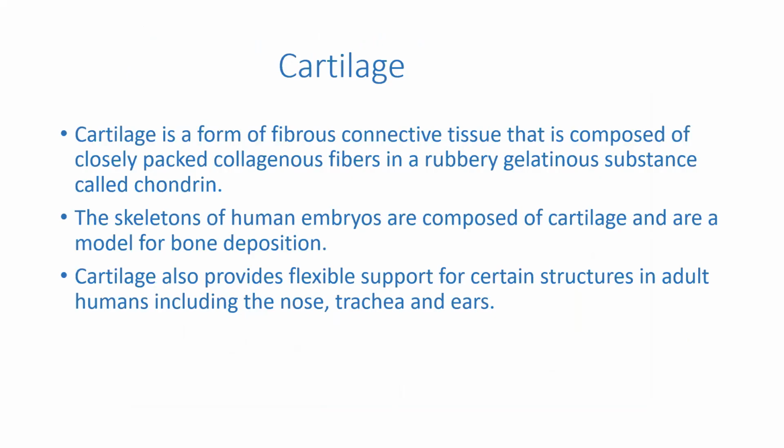Cartilage is a gel. It is a rubbery gel called chondrin. It gives us flexible support. The end of our nose is cartilage. Our trachea is cartilage. Our ears are cartilage. They have strength without a lot of weight, but they have flexibility too. They are laid down by cells known as chondroblasts. Anytime you have the suffix "blast," it means builder. So a chondroblast is a cartilage builder.